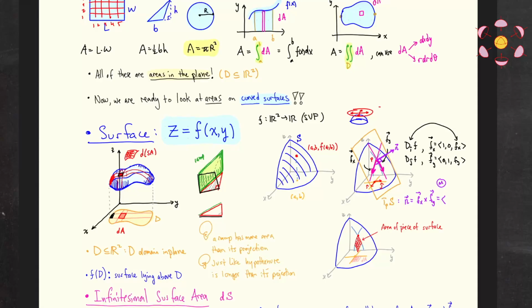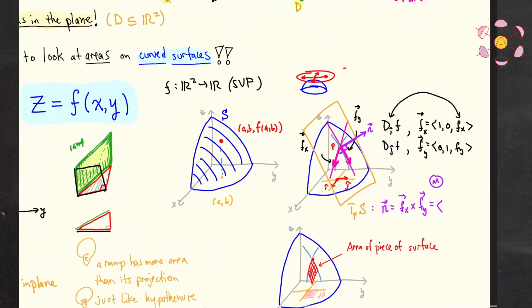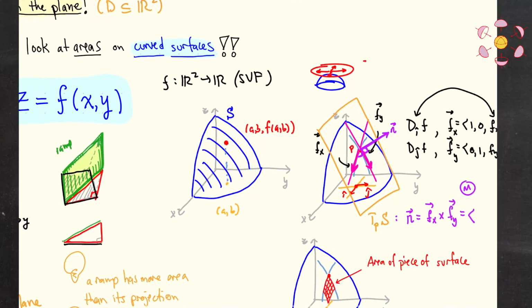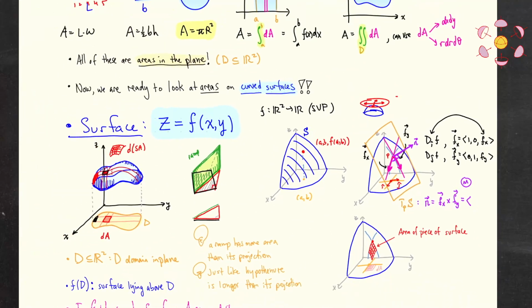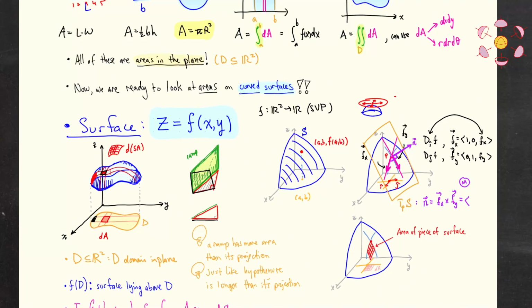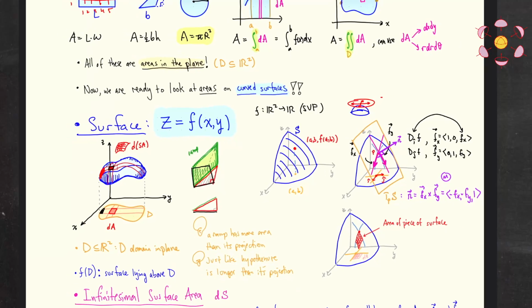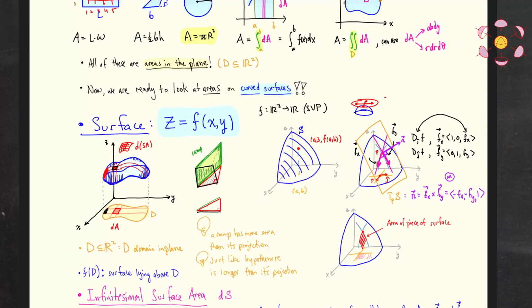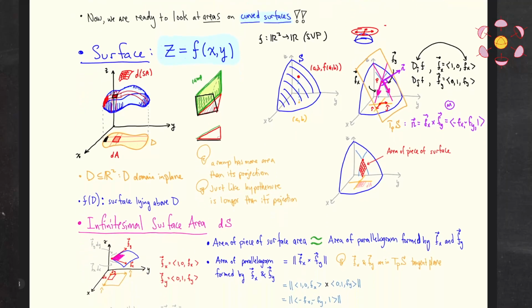I'll just say I've got it memorized. There. Okay, I guess I got it right. Real tiny: negative fx, negative fy, comma 1. Okay, so that was the normal vector. Let's use this intuition to come up with the formula here.